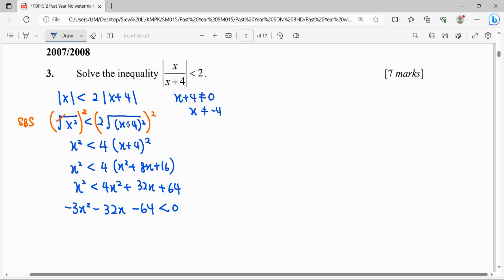And we move it to the left hand side. Once we move it to the left hand side, notice that our quadratic is a negative quadratic. In order to make our factorization easier, we're going to remove this negative. We want to make it a positive quadratic, so we divide by -1. When you divide by -1, remember to change the sign. Then we can factorize this easily.